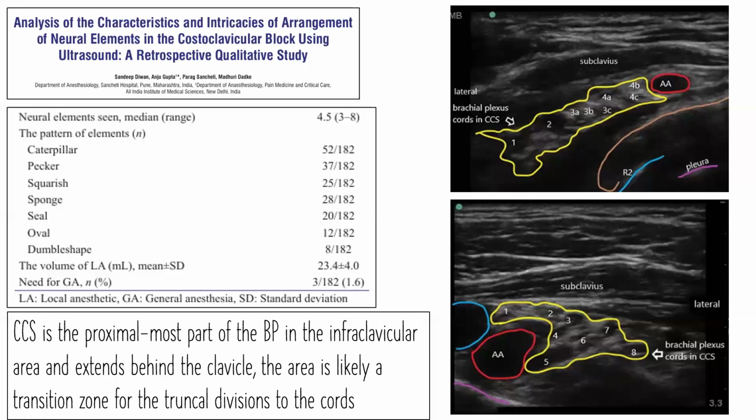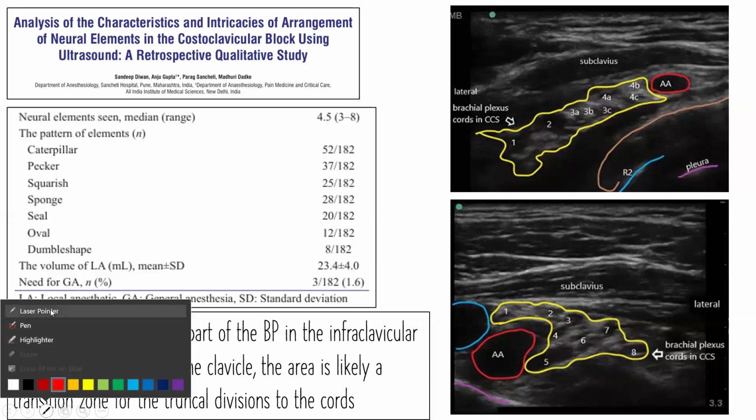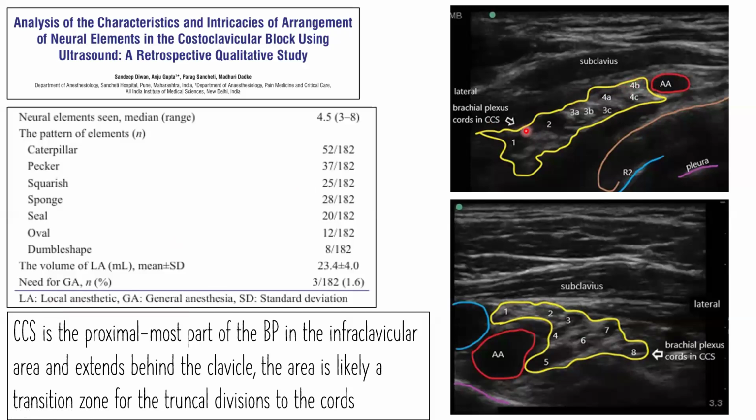Now, in one of the articles that we published in a retrospective study, we found that, as I said earlier, it cannot be just the lateral cord, the medial cord, and the posterior cord, but you get a couple of divisions. We saw almost 4 to sometimes 8 divisions, neural elements rather, in the costoclavicular space. This could be a transition from the divisions to the cords. The divisions may not just end at the level of the clavicle; they may continue beyond the retroclavicular region into the costoclavicular space, and they may still remain as divisions.